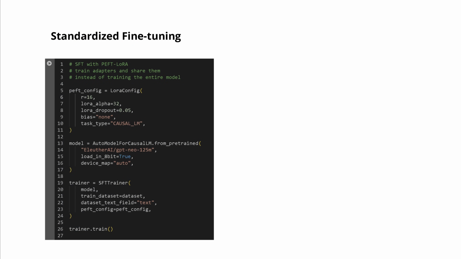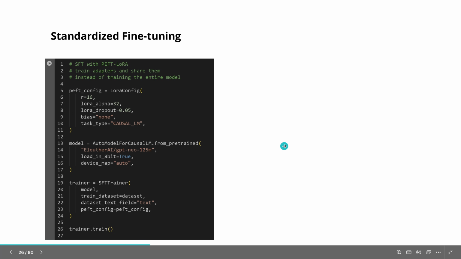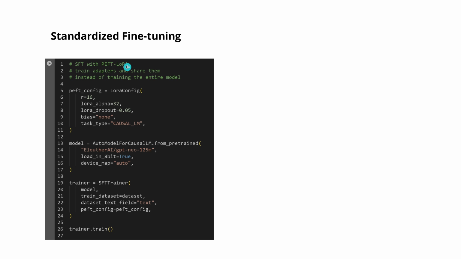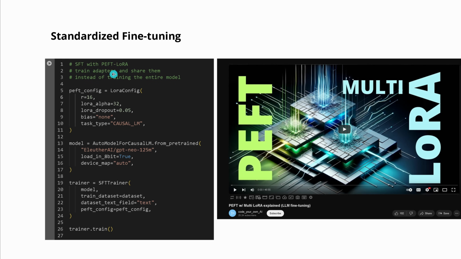To give you an idea how simple it is, I have to tell you, in 2024, this is standardized. We have a standardized fine-tuning. If you want to see this in Python code, this is all that we need. This is the core element. So we have a supervised fine-tuning with a parameter-efficient fine-tuning with a low-rank adaptation model, and it trains an adapter and shares them instead of training an entire model. So we have something that uses less energy, that is faster and that is cheaper, but gives us good performance. So we have a configuration for this path.